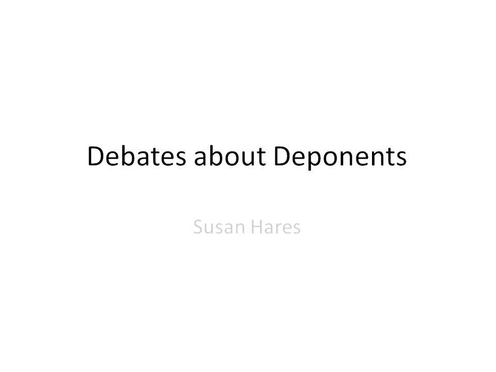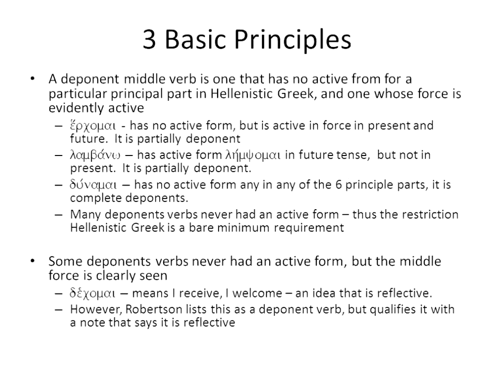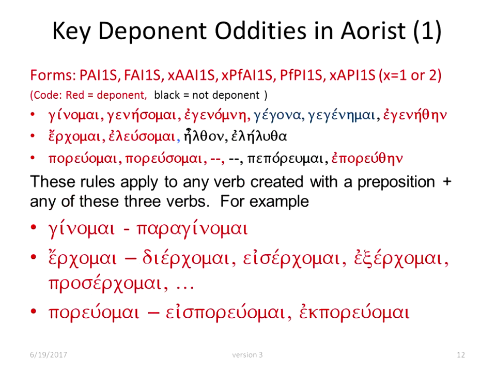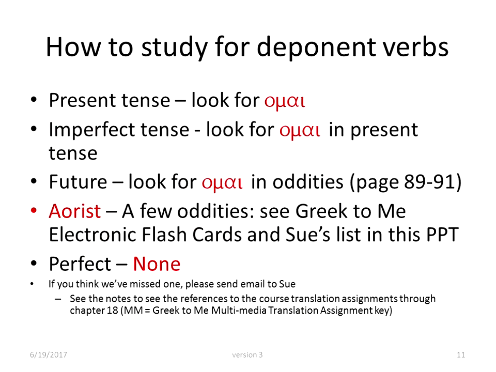So let me start with our basic rules, and we'll go ahead and quickly click through some of the rest of the debates. Our basic rules in Greek 1 and 2 have been that we would look in the present tense for the omai. In the imperfect tense, look for the omai in the present tense. In the future tense, look for omai, and usually it occurs in oddities.